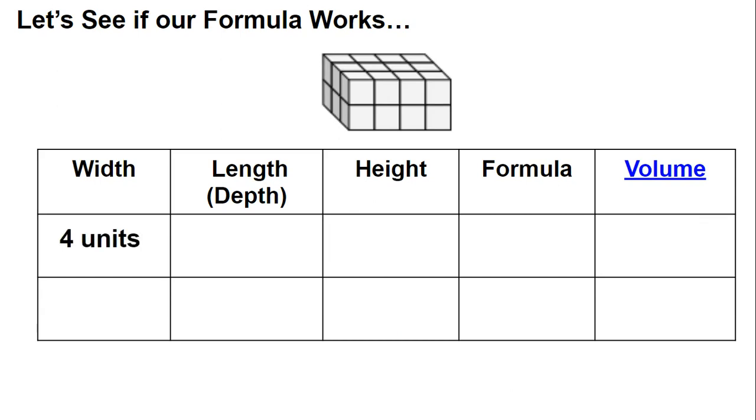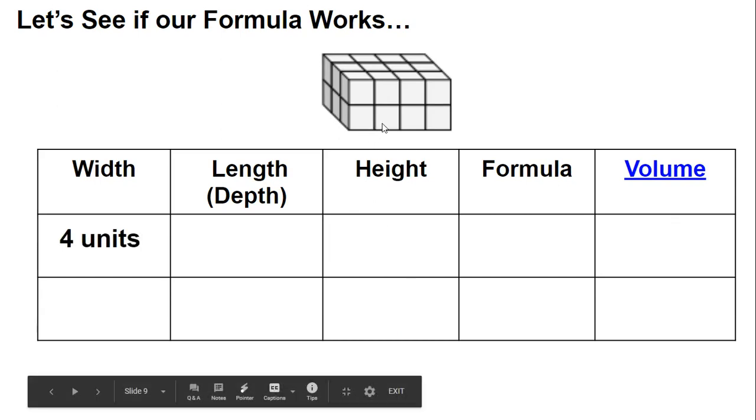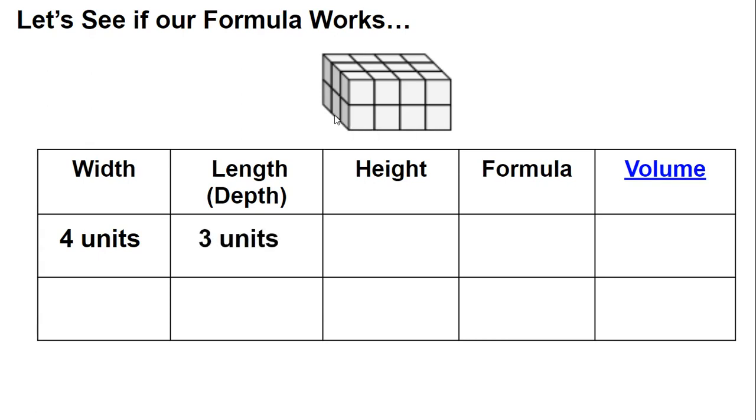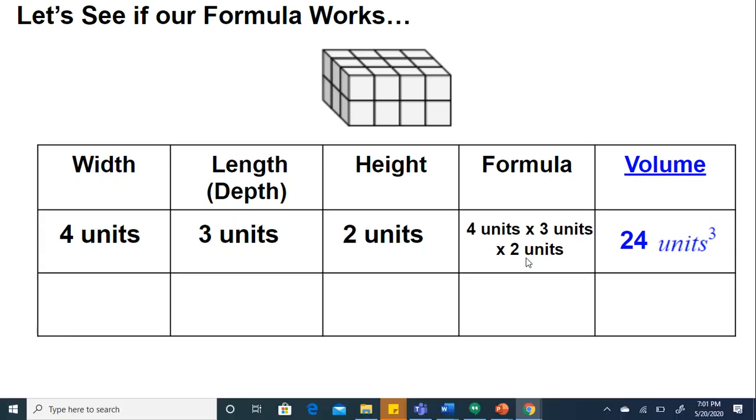So let's see if our formula works. In this rectangular prism, the width is 4, 1, 2, 3, 4 units. The length is 3 units, 1, 2, 3. So right now, 4 times 3 is 12, and the height is 2, 1, 2. So 4 units times 3 units is 12, times 2 units is 24 units cubed. Let's see if this is right.